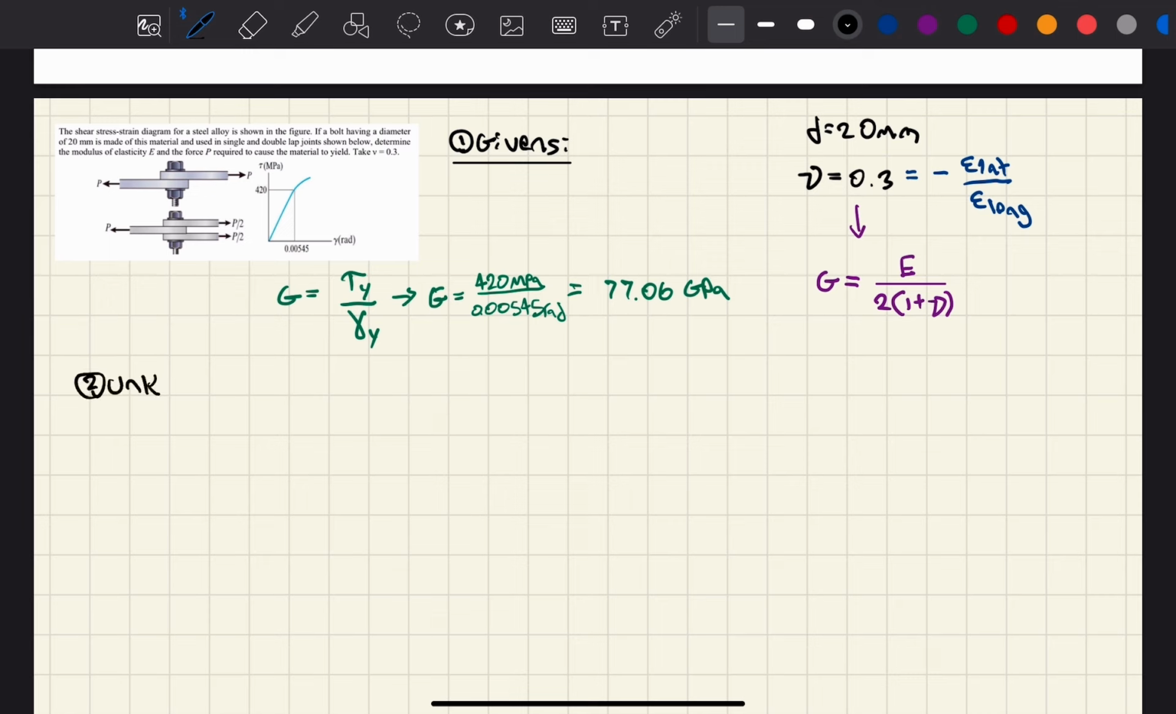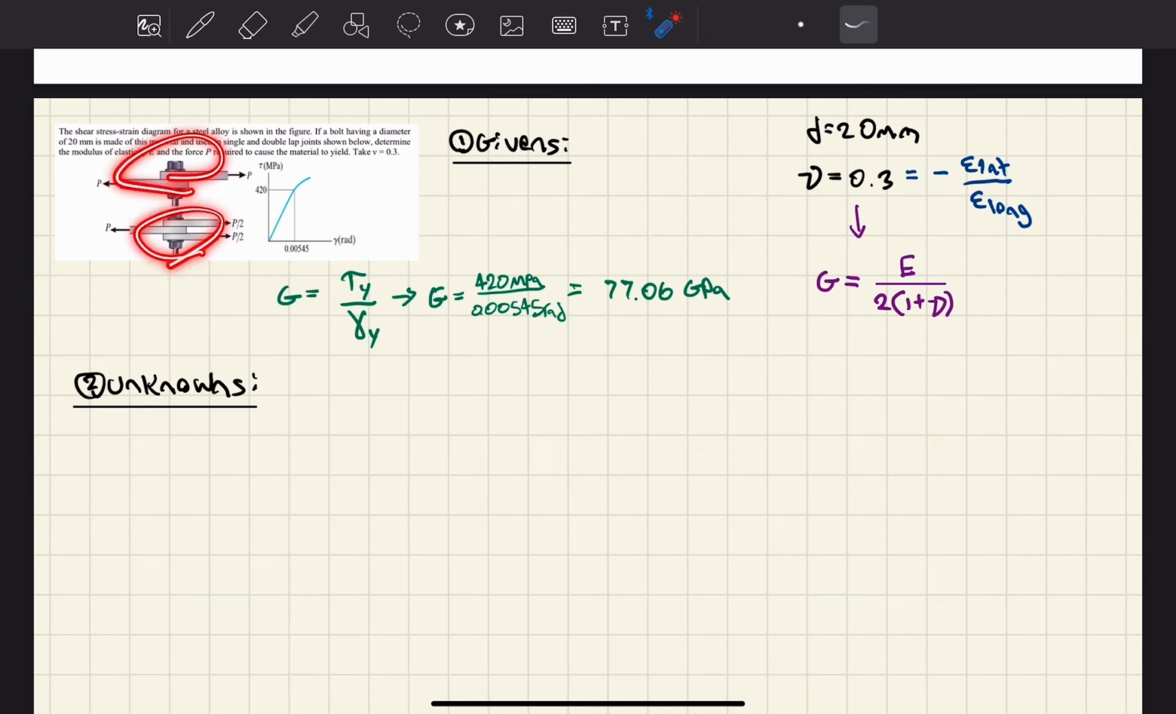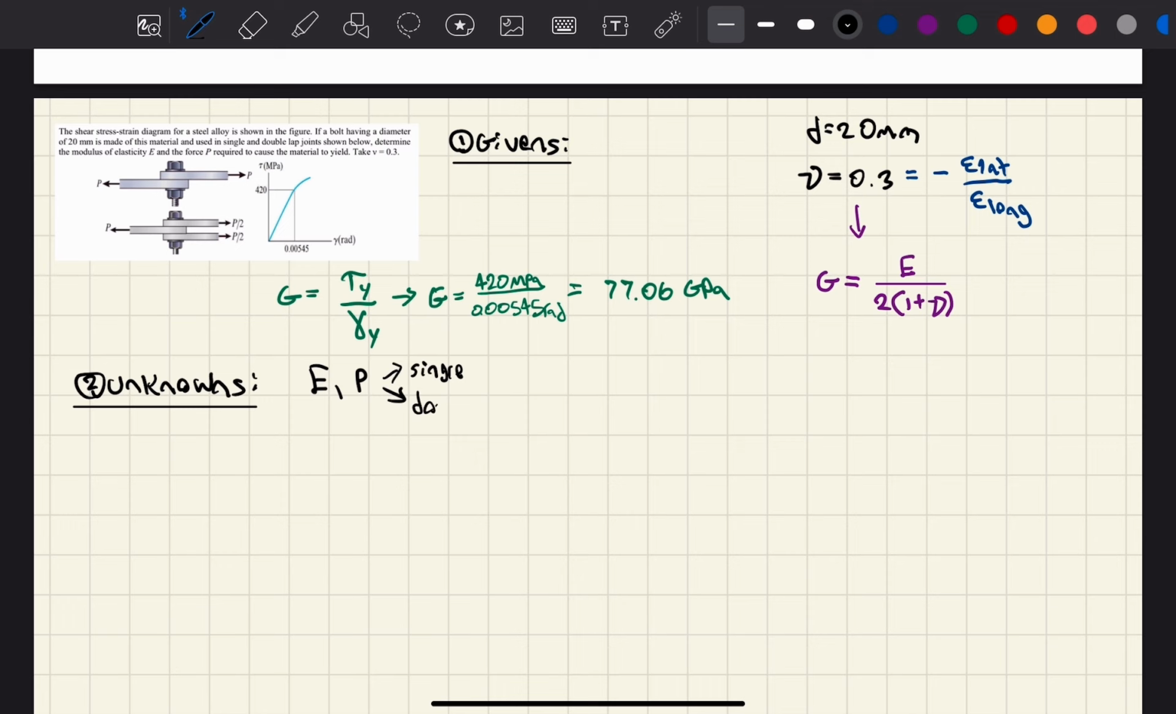And for unknowns, we want to find two simple things. For each case, we want to find the force P for the single lap joint and the double lap joint. We want to find the magnitude of this force P based off these constraints. And we also want to find the modulus of elasticity. So we want to find the modulus of elasticity, and we want to find P for two cases, the single lap joint and the double lap joint.